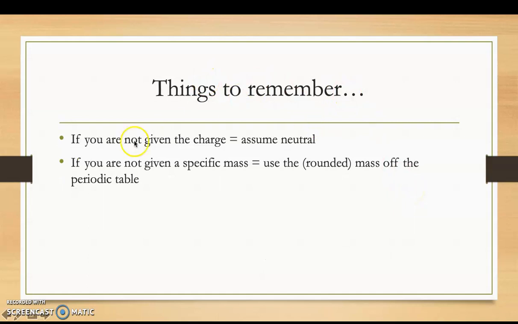So two things to remember. If you're not given a charge, like in those ones right before, you're going to assume that they are neutral, which means the number of protons equals the number of electrons. If you're not given a specific mass, you're going to use the rounded mass off the periodic table.